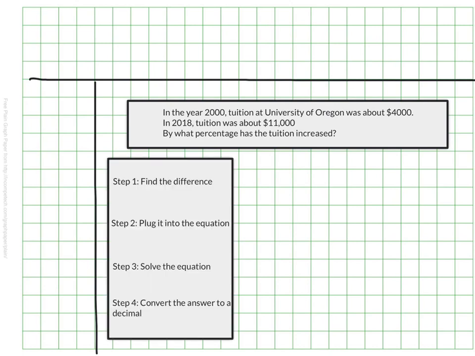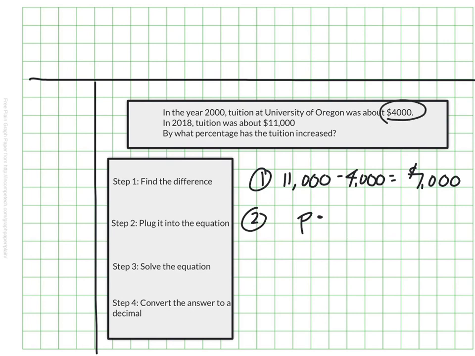I'm going to use the exact same steps that I did with the Zelda book question. First I find the difference between what it was then and what it is now. It looks like tuition is about $7,000 more now than it was in the year 2000. I'm going to use that to plug into my equation. Just like before, I don't know the percentage, but the original tuition was $4,000, and the difference now is $7,000. That's the quantity that it has changed.